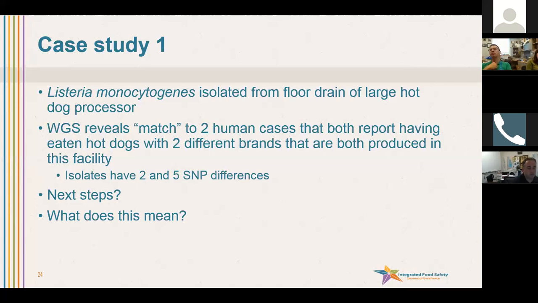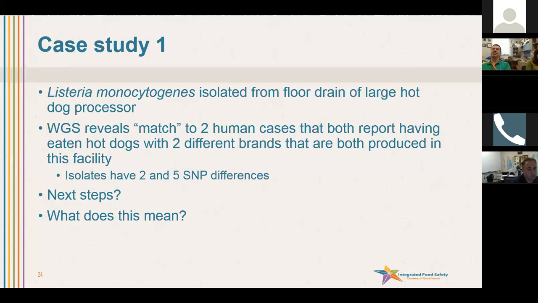So I would probably push very strongly for some finished product sampling, at least to identify whether other facilities, same company, but other processing plants, make the same brands. I'd do some investigations in those too. And we'll show you some data and say it's not always for sure that you're going to have subtypes unique to a facility. Listeria could move from one processing plant to another. So just finding it in a drain, USDA will probably get considerable pushback from that facility.